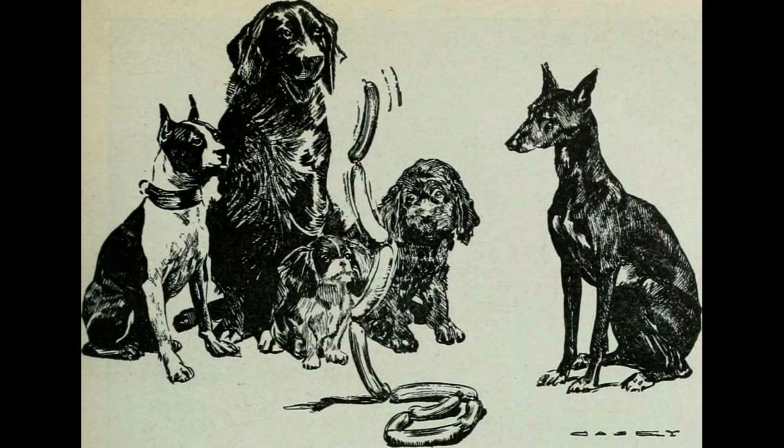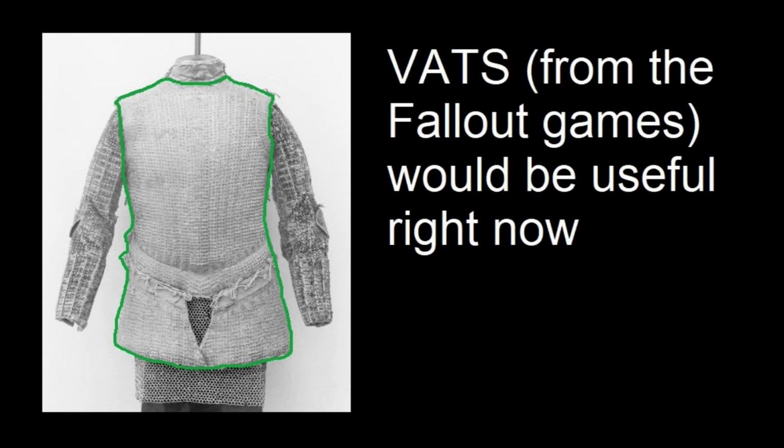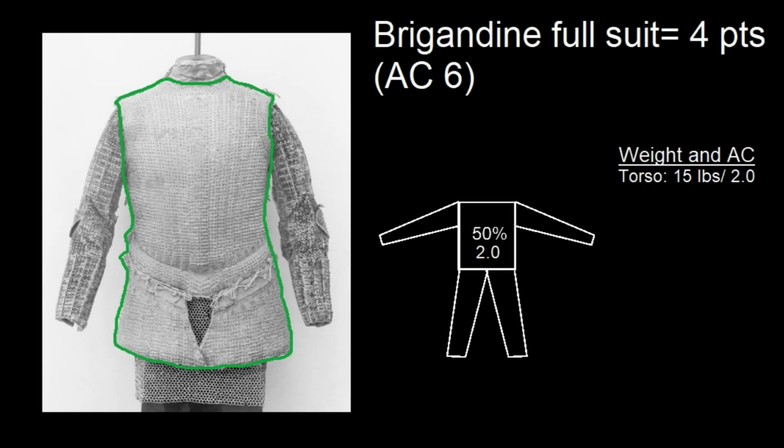Enough metaphorical sausage making theory. Let's make actual metaphorical sausages. For example, we have this armor. It's from 16th century Italy. The torso protection is brigandine. Let's calculate that first. A full suit of brigandine is AC 6 in 2nd edition, or in other words, 4 points of armor. This would make the torso armor at 50% of the total worth 2 points.